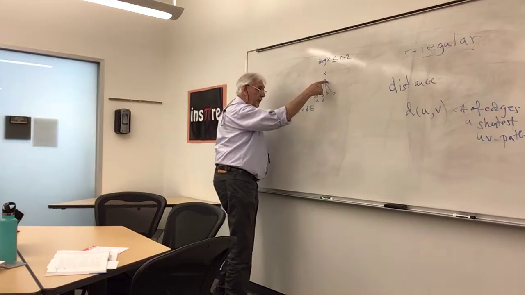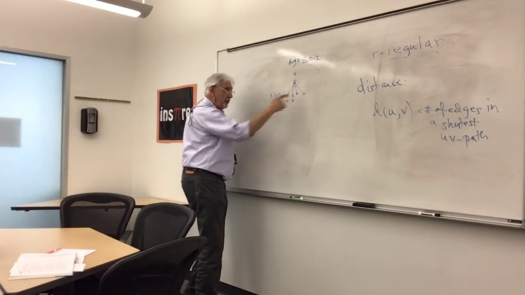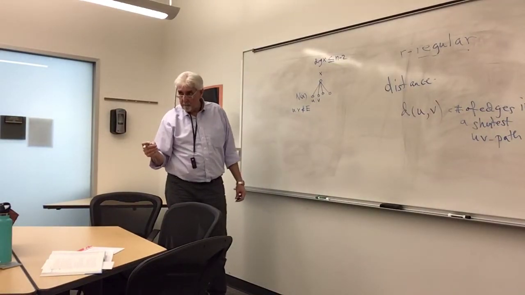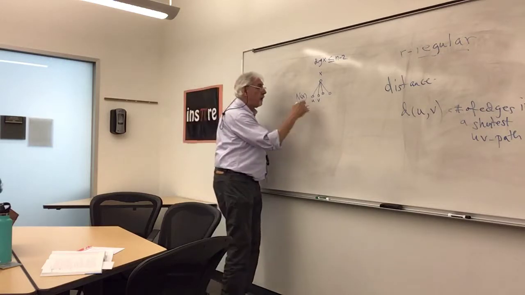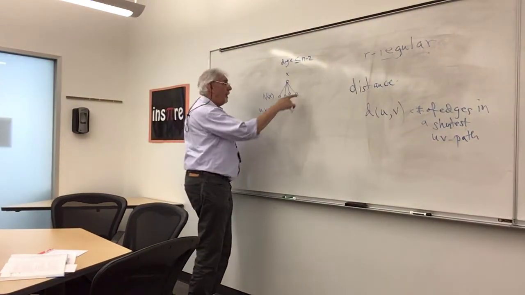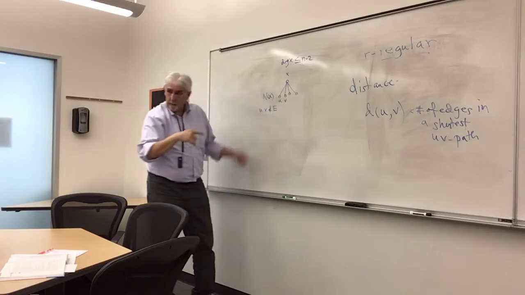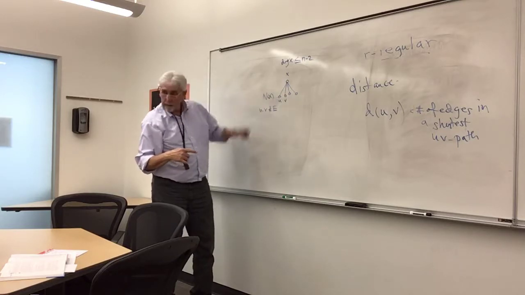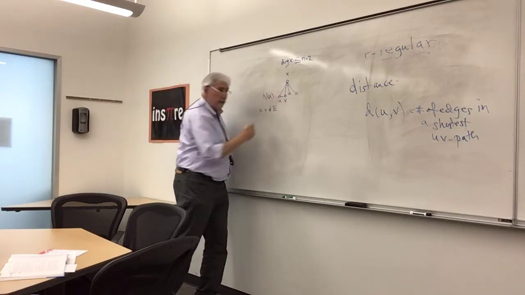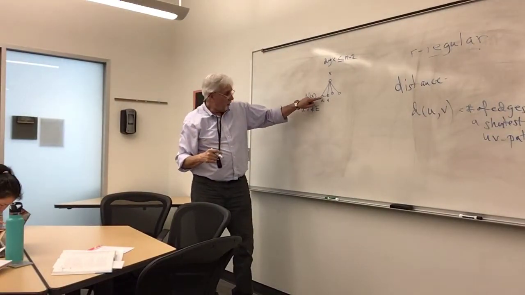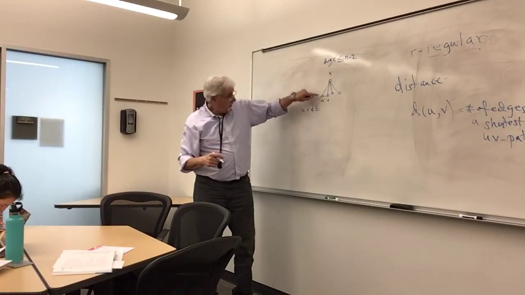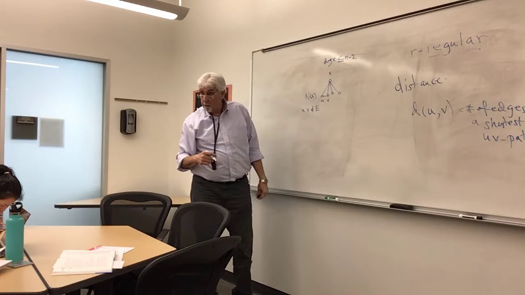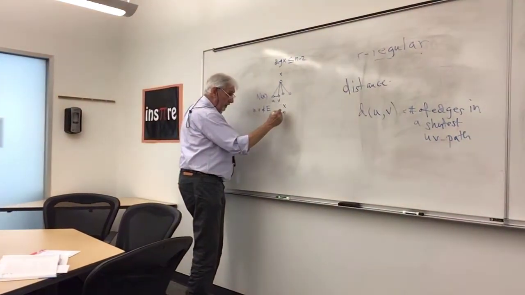Okay, one more time. I chose a vertex x and take the neighborhood of x, and I don't care whether it's regular or not. If the neighborhood is not complete, then there are two points that are non-adjacent, and therefore the distance has to be greater than one. But in fact, there's a path of length 2. So the distance from here to here is 2. So what does that say about the neighborhood of x?